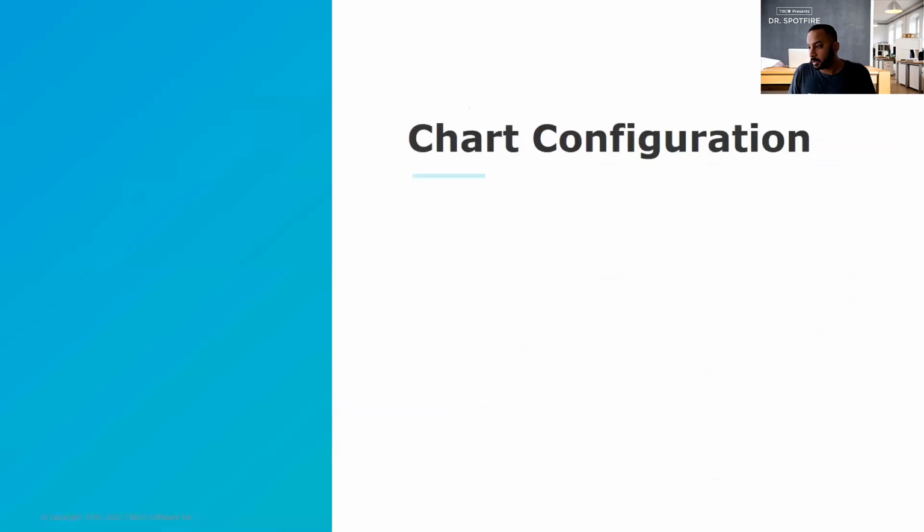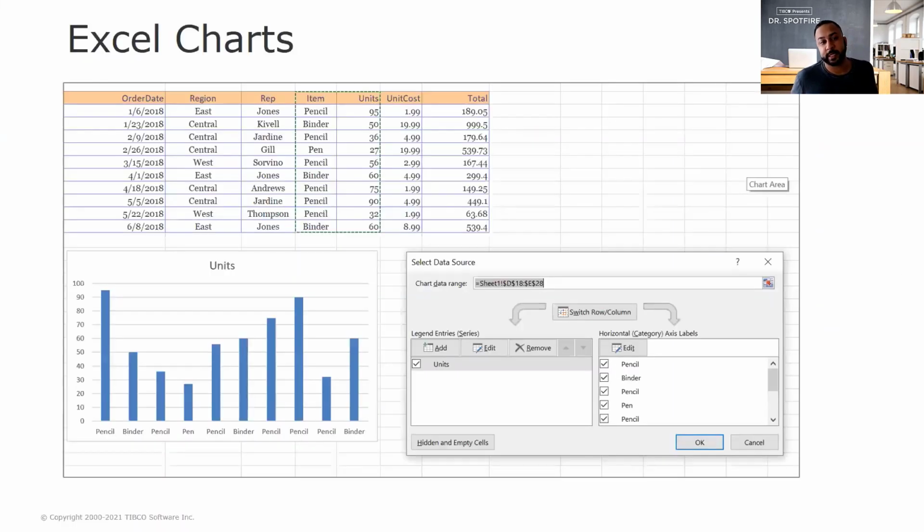All right, so let's go to chart configuration. Now, in chart configuration in Excel, you're used to probably grabbing a couple columns and then hitting the chart button and it creates this type of chart for you. What it's doing is saying, okay, what are your legend entries? You have like a series and you have a category here.